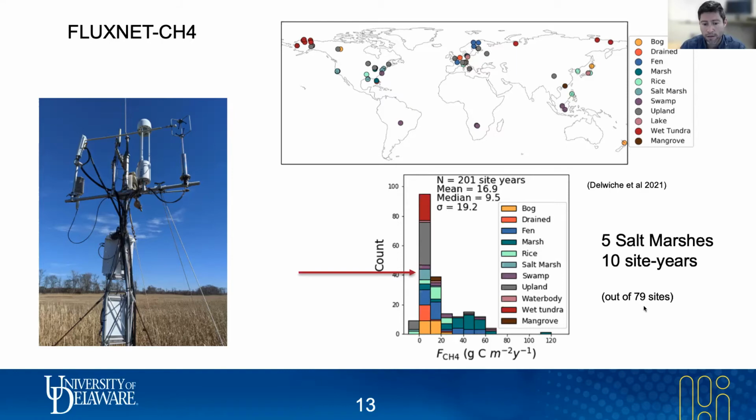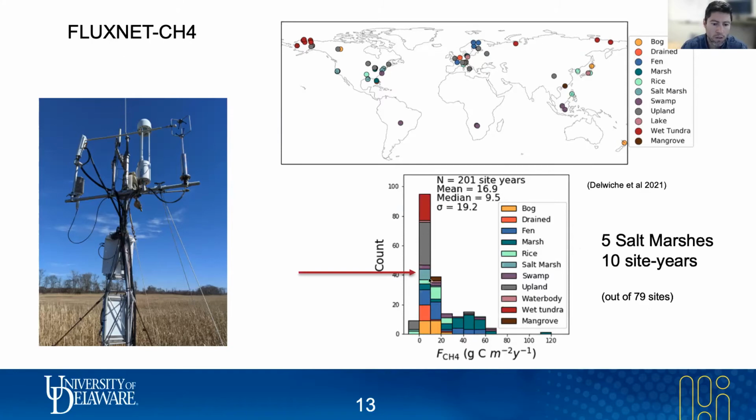But you can see that of 79 sites that are registered, or at least sharing data to this network, only 5 are salt marshes, and they have about 10 site-years, so about two years of information per site. Of course, we now have more information, and other sites have more information, but that needs to be compiled into this database and be shared and analyzed.